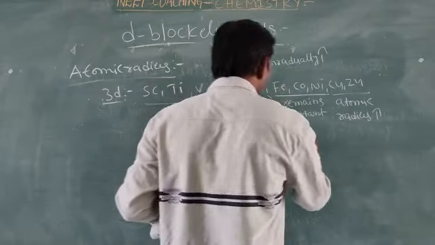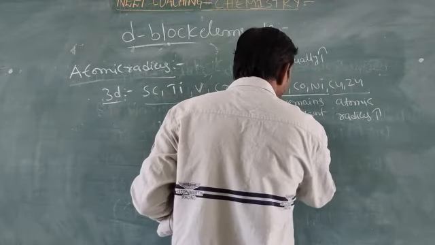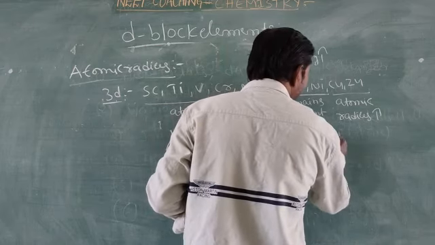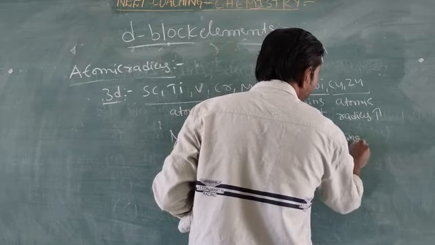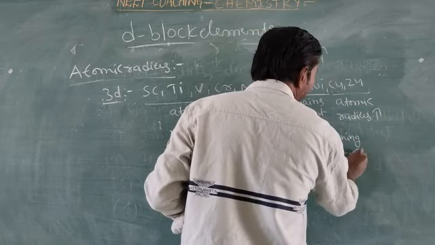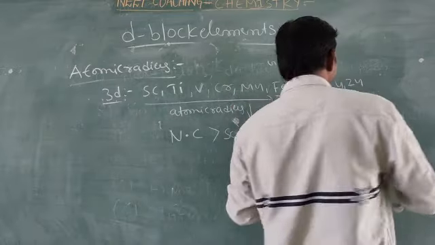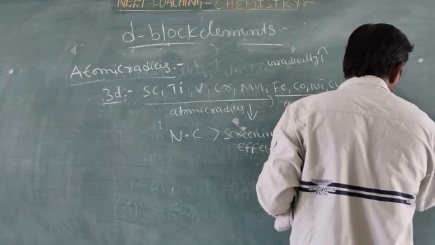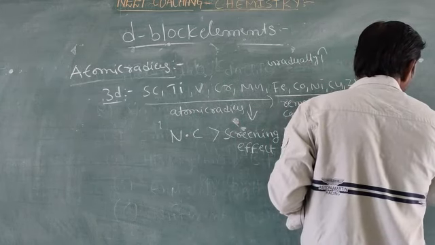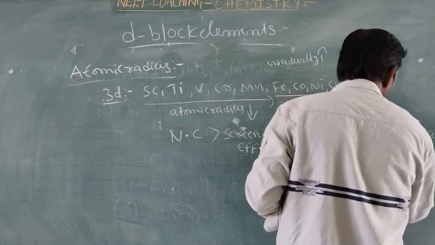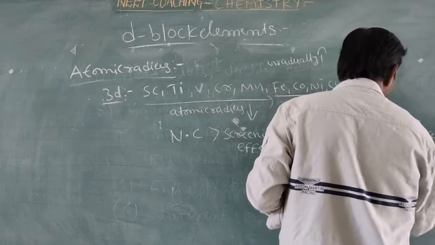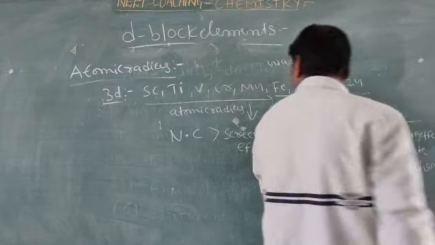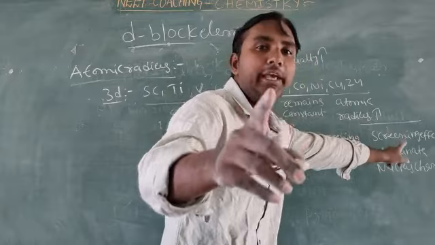Here, remains constant means the nuclear charge is equal to the screening effect. Next, in copper and zinc the atomic radius is more. That means here the screening effect dominates the nuclear charge. The screening effect is greater than the nuclear charge.